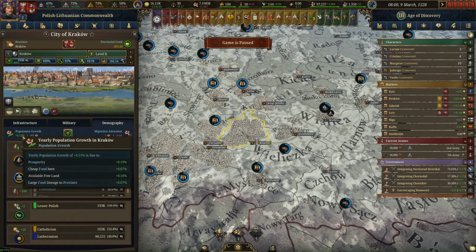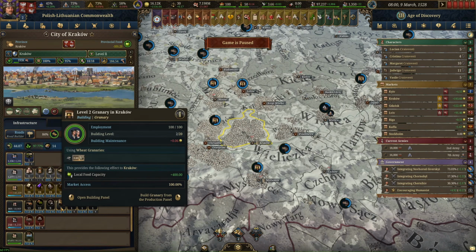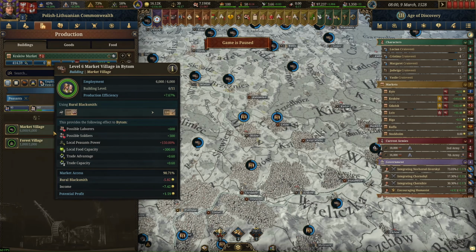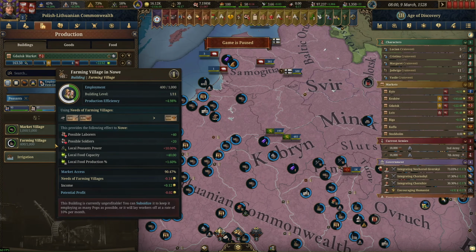But the food storage is calculated at the province level, not the market level. In towns and cities, food storage is effectively increased by granaries. In rural areas, these are peasant-type buildings, for example, market villages, fishing settlements, or farm settlements.